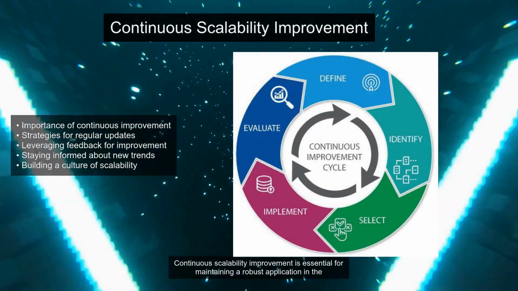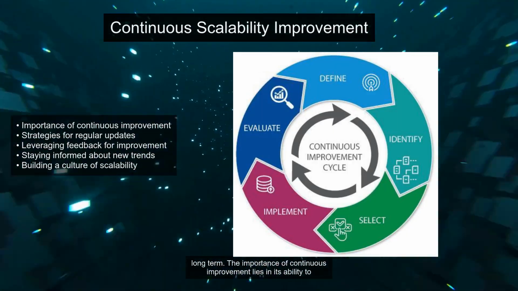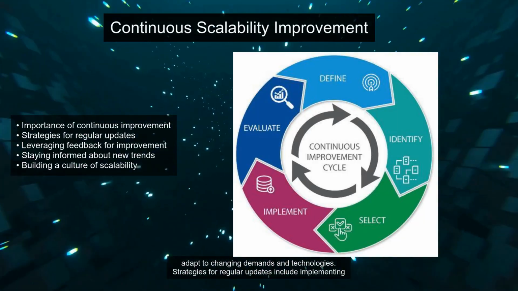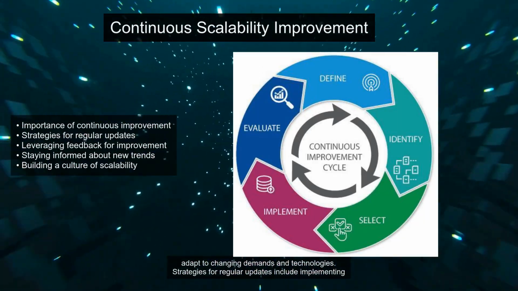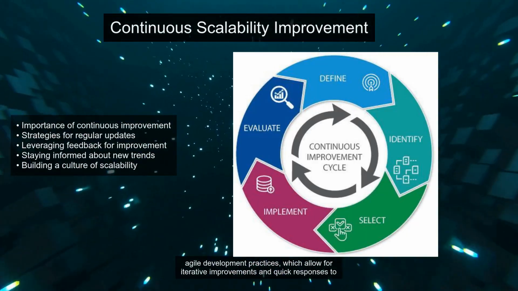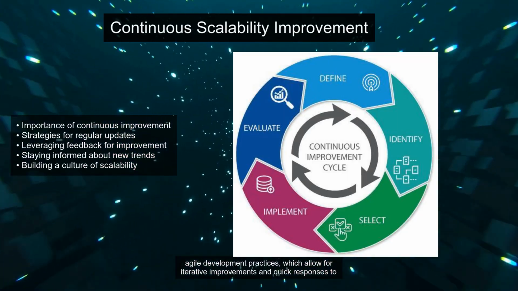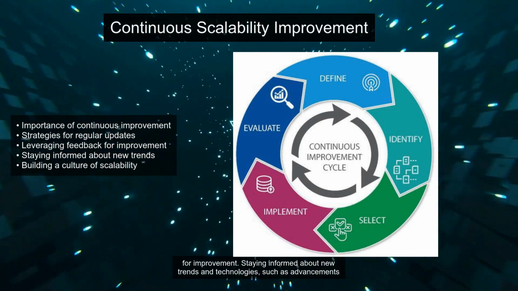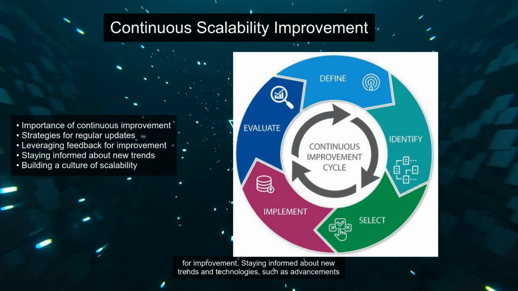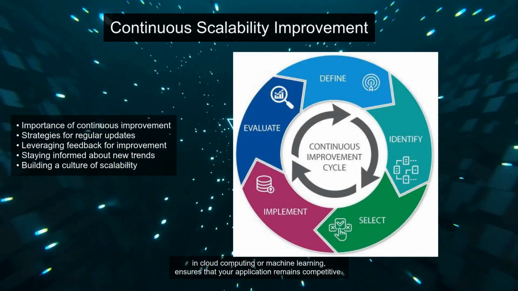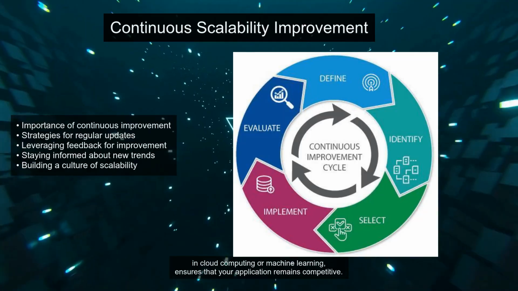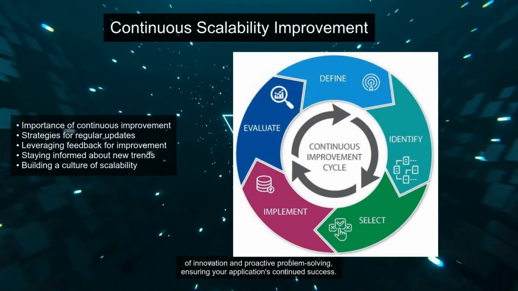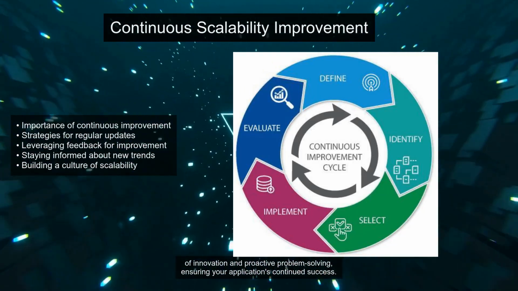Continuous scalability improvement is essential for maintaining a robust application in the long term. The importance of continuous improvement lies in its ability to adapt to changing demands and technologies. Strategies for regular updates include implementing agile development practices, which allow for iterative improvements and quick responses to feedback. Leveraging feedback from users and stakeholders provides valuable insights into areas for improvement. Staying informed about new trends and technologies, such as advancements in cloud computing or machine learning, ensures that your application remains competitive. Building a culture of scalability within your development team fosters an environment of innovation and proactive problem solving, ensuring your application's continued success.